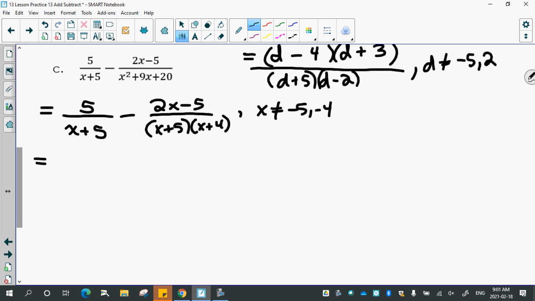Can I reduce either of these fractions before I go on? No, this one can't be reduced, and even after I factored, this one can't be reduced either. You don't have like factors in the numerator and denominator. So I'm stuck with them the way they are. Now I want a common denominator. Do you see that these factors are common between the two denominators? Yes. This one's different. So my common denominator is going to be x plus 5 times x plus 4.